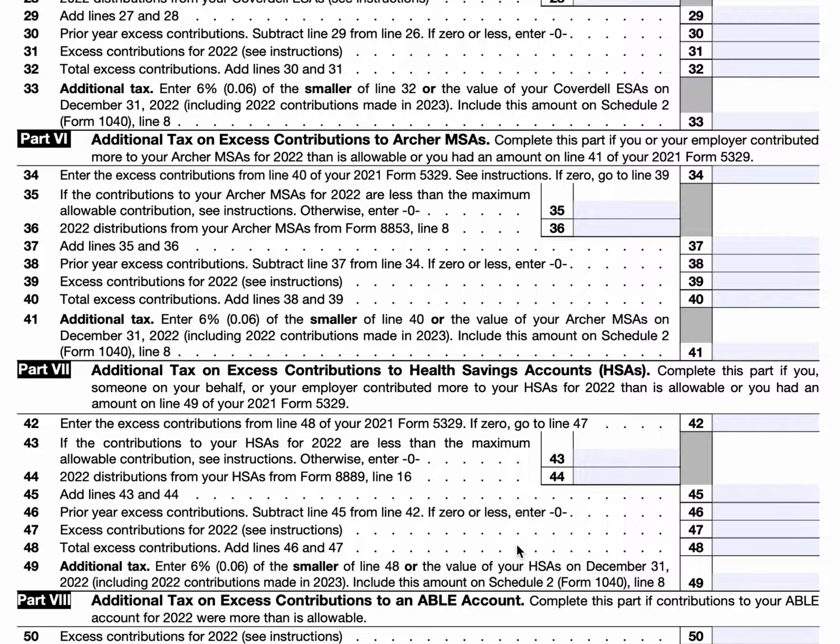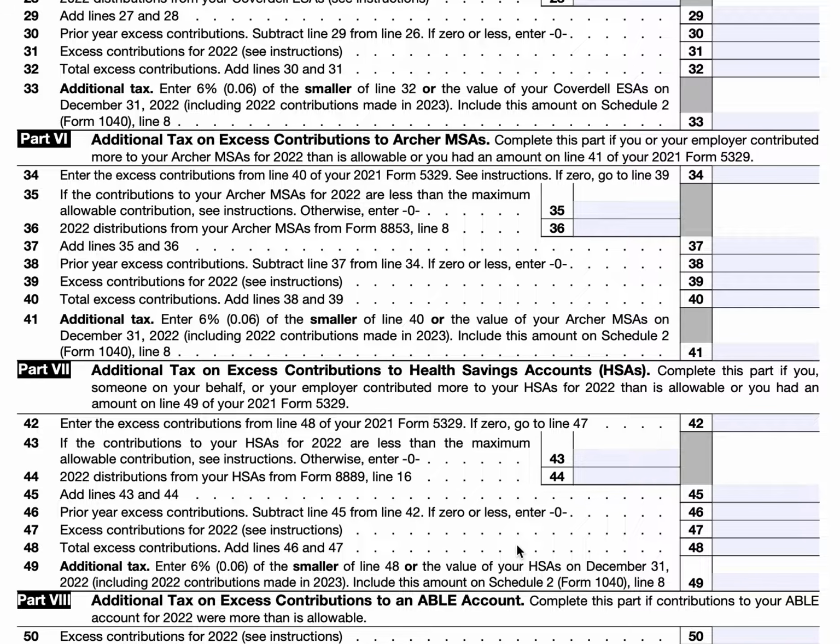And line 43, if the contributions for the year are less than the maximum allowable, subtract the difference. Otherwise, enter 0. For line 44, this represents your distributions from your HSAs. Line 16, enter this amount based on what appears on Form 8889, line 16. For line 45, combine lines 43 and 44. For line 46, you will subtract line 45 from line 42. If this number is 0 or less, enter 0.